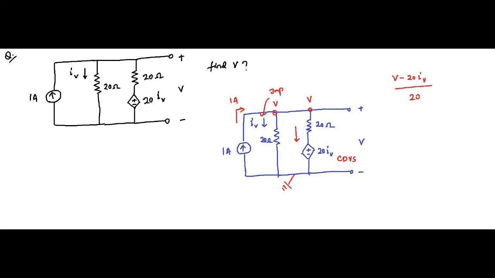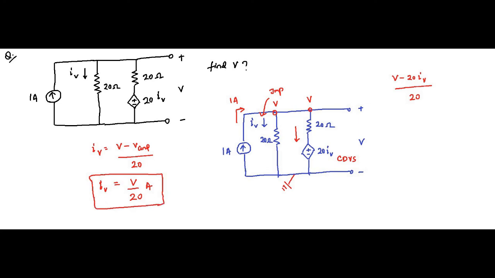If we write the KCL equation, we have to get the value of IV. We have to express IV in terms of capital V. Here IV is nothing but V minus V ground by 20, this potential minus ground potential divided by 20. So that is simply V by 20 ampere. So we have got IV in terms of capital V. This is an important relationship.